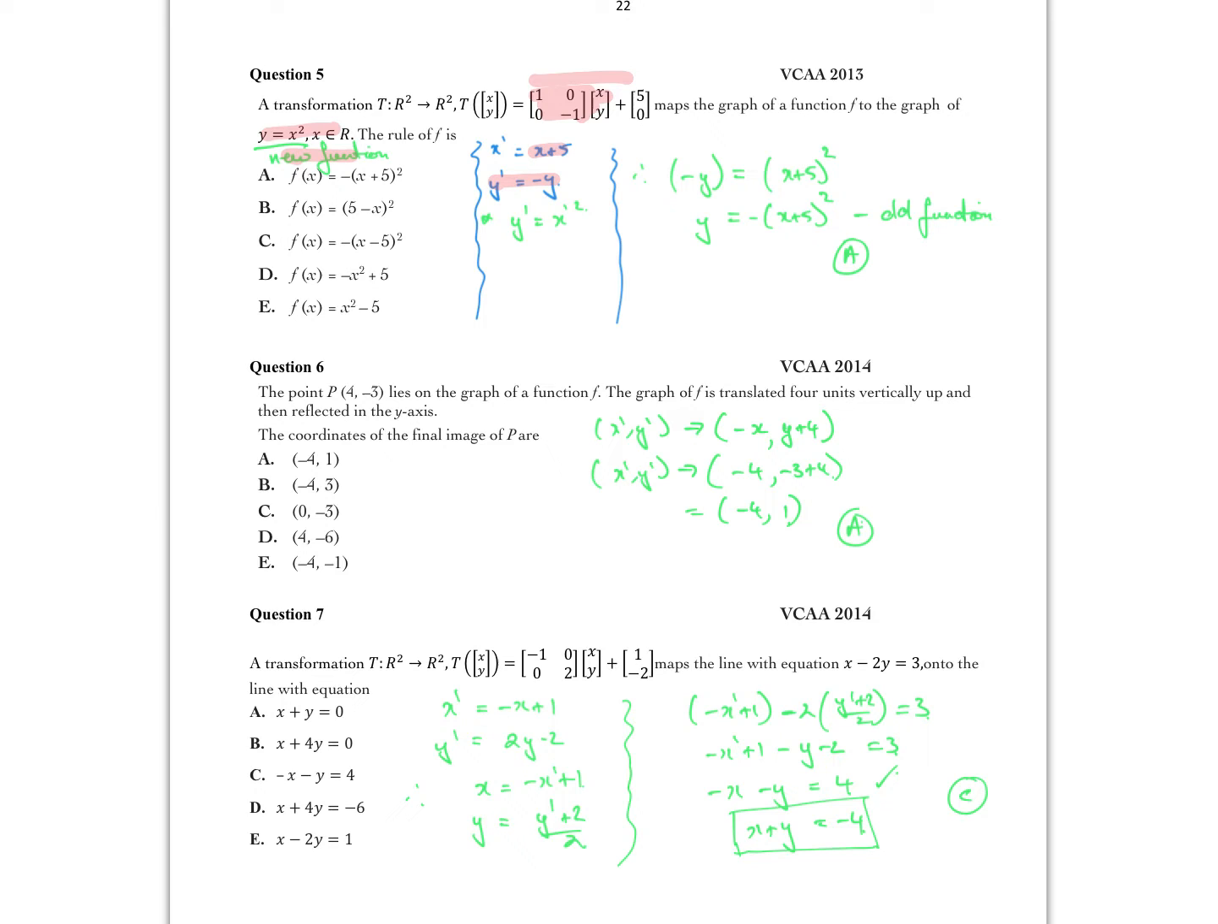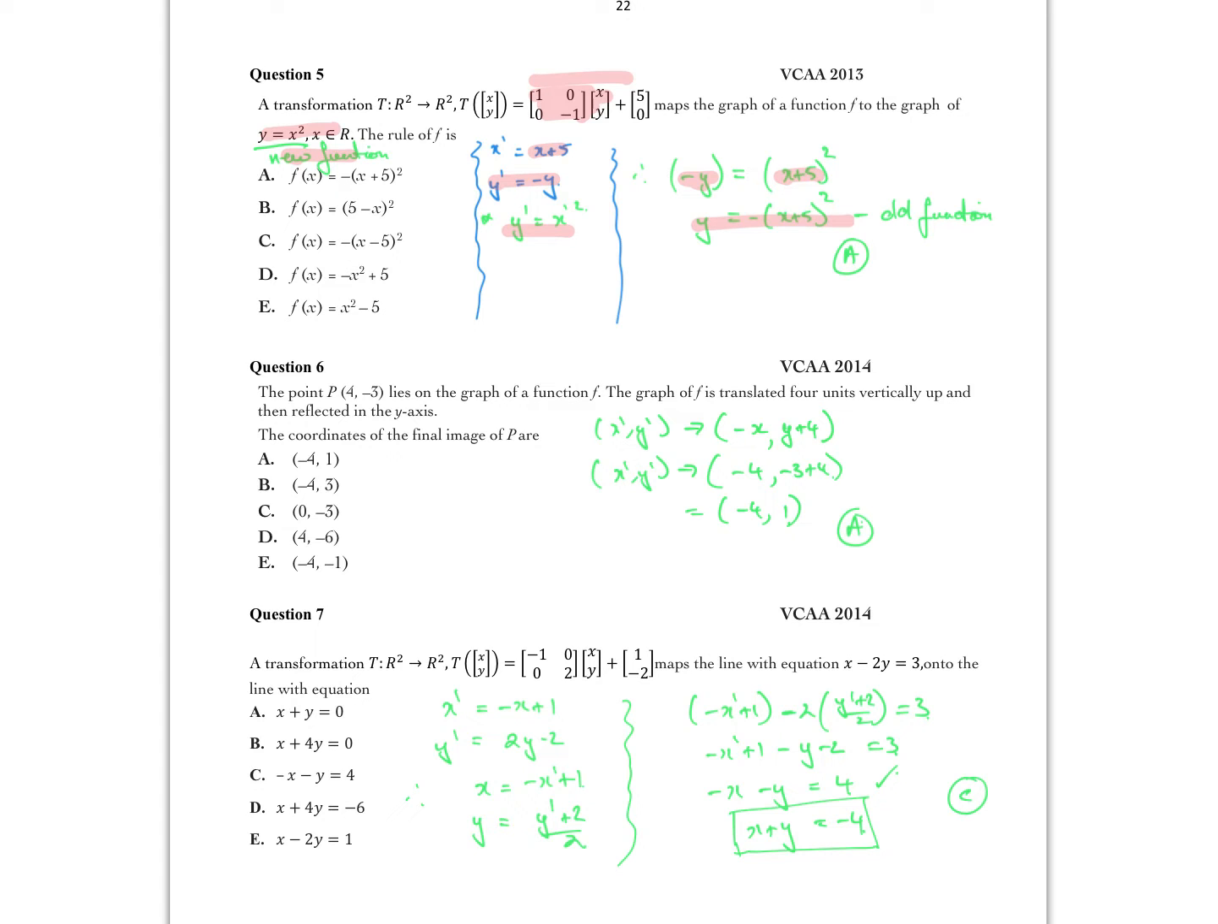I've got the new function, y dash equal to x dash squared, and I want to find the old one. So I can just substitute my y dash and x dash in. y dash is equal to negative y, x dash was equal to x plus 5, and come up with my answer. Okay, so that's what the original function was, A.